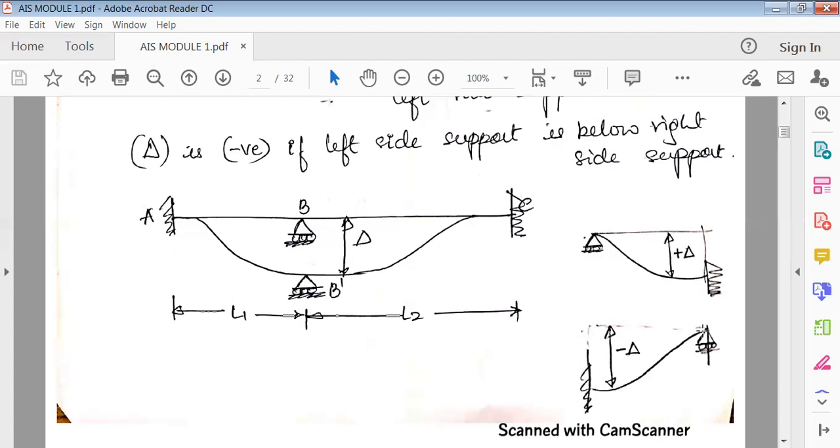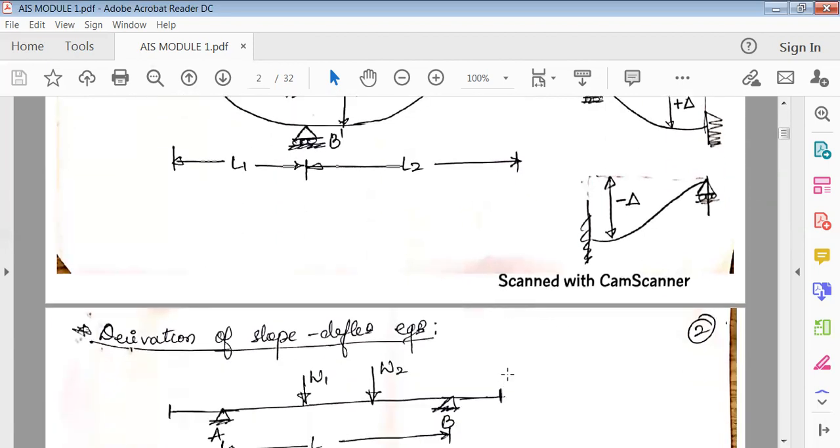Again, this is the left support and right support, and here also left support and right support. In the first case, the left support is straight and the right support is sinking, so it is positive, and vice versa. If the left support is sinking and the right support is straight, then it is negative. Let me simplify this finally. Whenever you consider left support and right support, if the right support sinks, it is positive. When the left support sinks, it is negative. That means the settlement will be taken as plus delta if the right support is sinking, and minus delta if the left support is sinking.